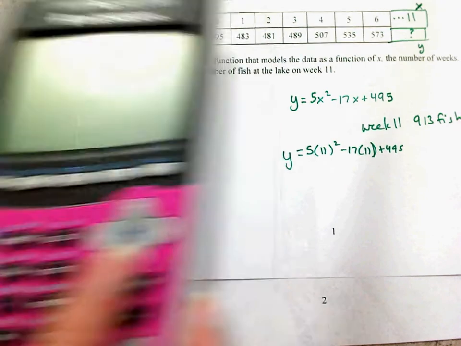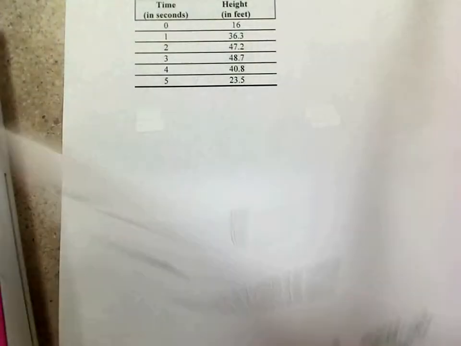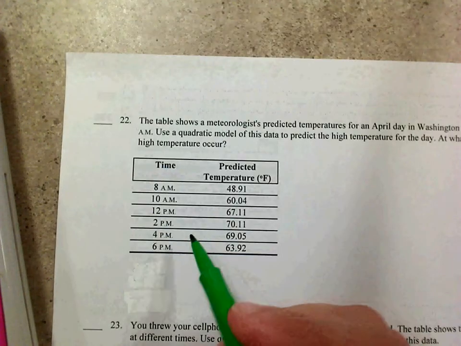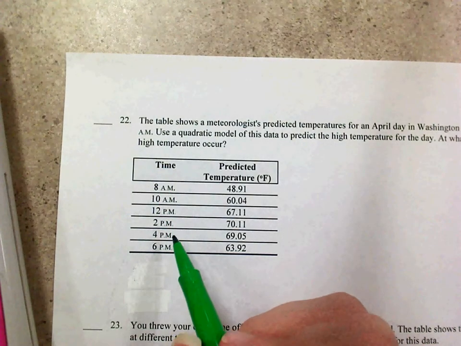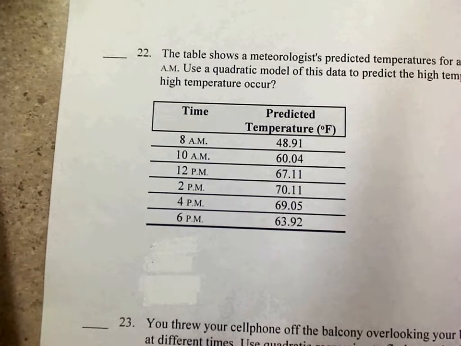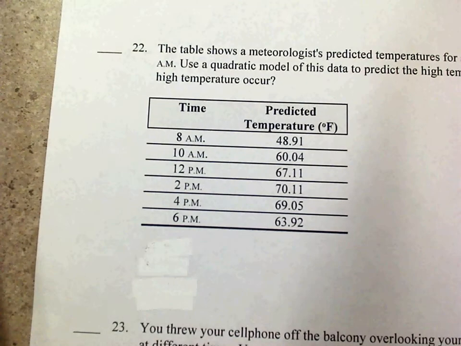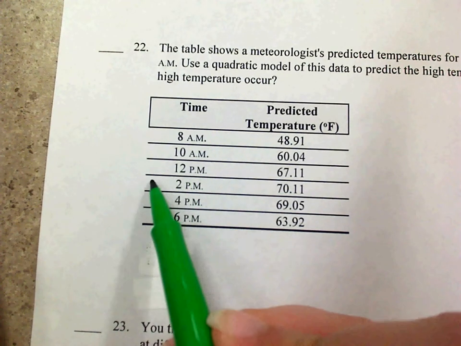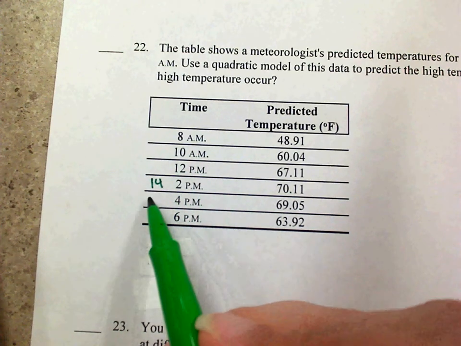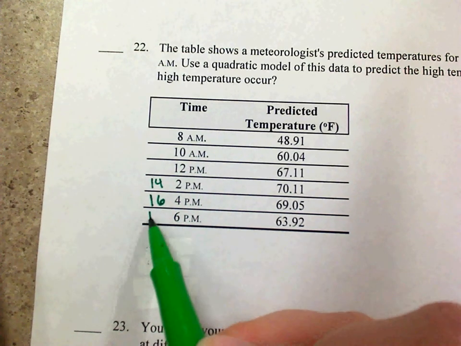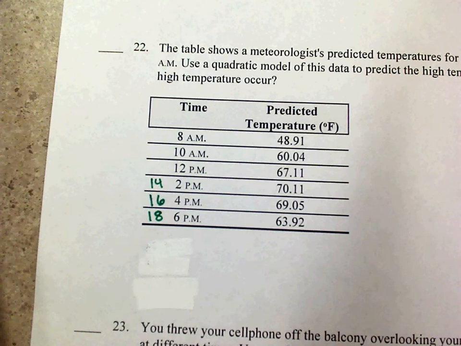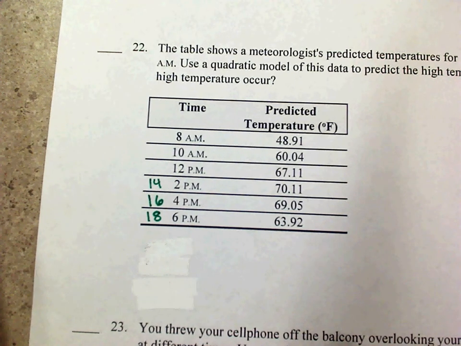Okay. I'm not going to work 23 for you. Let's just talk about 22 for a second. We already did one like this in the notes, but I want to go ahead and just remind you, you need to base this on 24 hours, not the 12-hour. So if noon is 12, then what's 2? 14, so 2 more hours, and that would make that 16, and that would make that. Basically, just add 12. 12 plus 2, 12 plus 4, 12 plus 8, or 12 plus 6. Guys, if you want to predict the high temperature for the day, what does that mean you need to do?